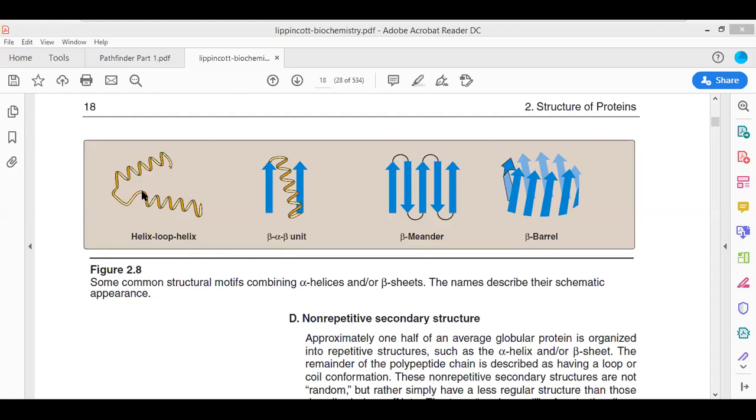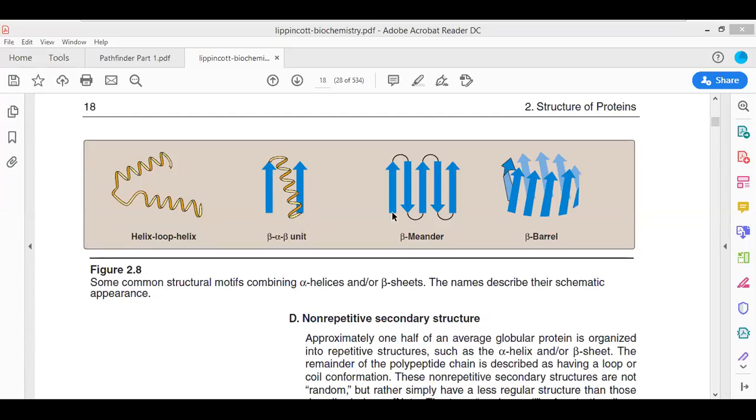The driver is driving the car in his gaddi, and then there was a turn and the driver lost his vehicle there. So this is how the change in the structure of the helix loop helix is going to take place. Now there is the beta alpha beta unit. There are two beta pleated sheet structures and there is an alpha helix present in between them. So this is the beta alpha beta unit. This is the ninja of Bruce Lee. The ninja used to have two rod-like structures and in between them there is a helical structure. So this is the beta alpha beta unit.